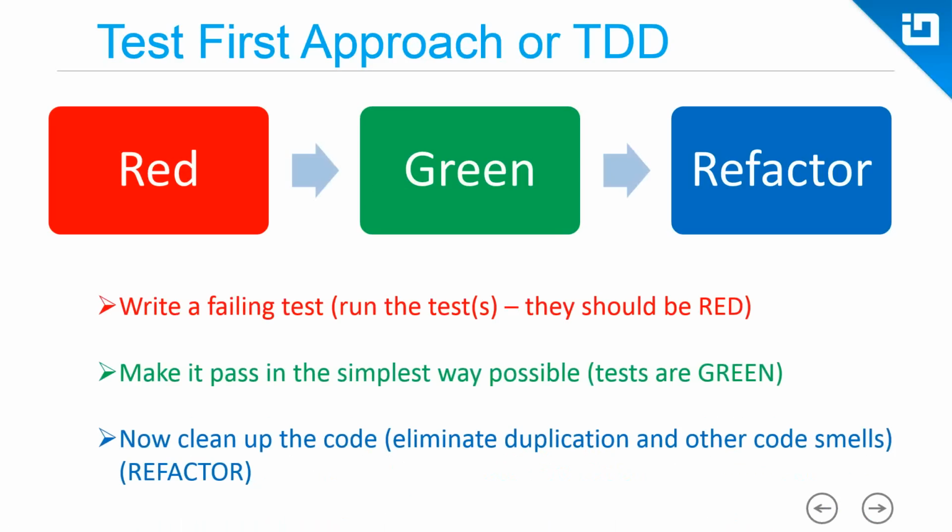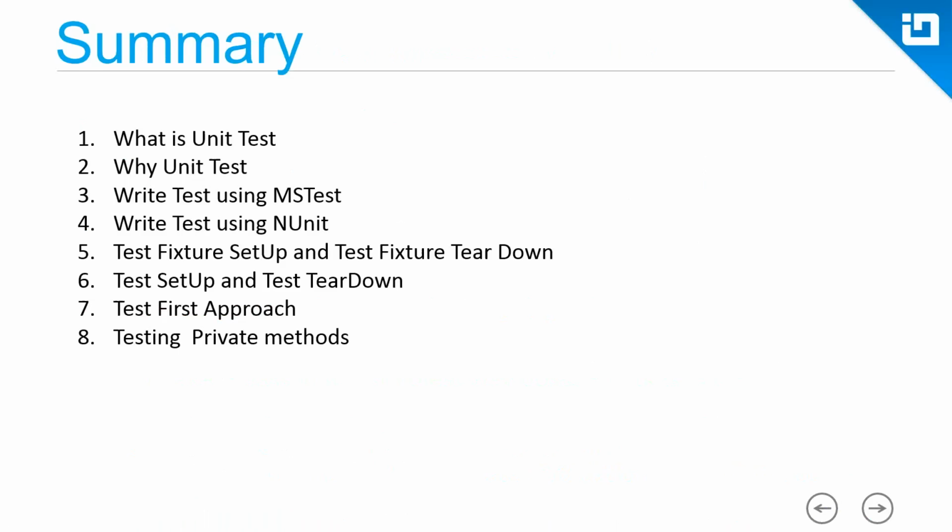This is the objective of today's webinar. We were very clear on getting started with unit testing in .NET, right? So today we have started with unit testing. We understood different components of unit testing, like what is unit testing and why unit testing. We saw MSTest, we saw NUnit, we worked with fixture setup and teardown, then we saw the test-first approach, and if you want we can talk about private methods as well.